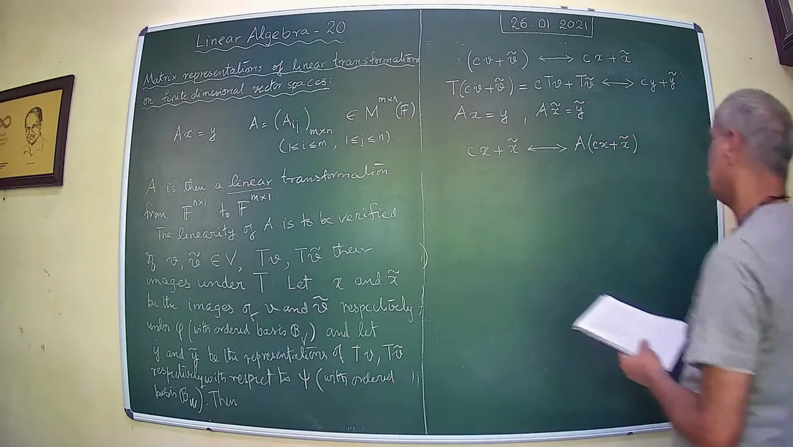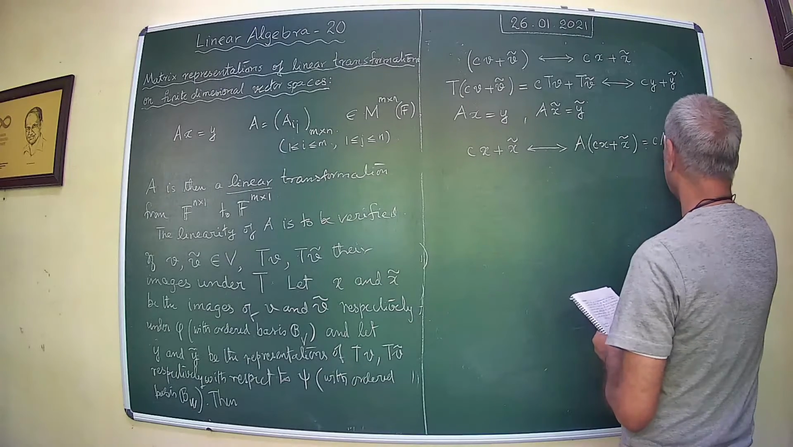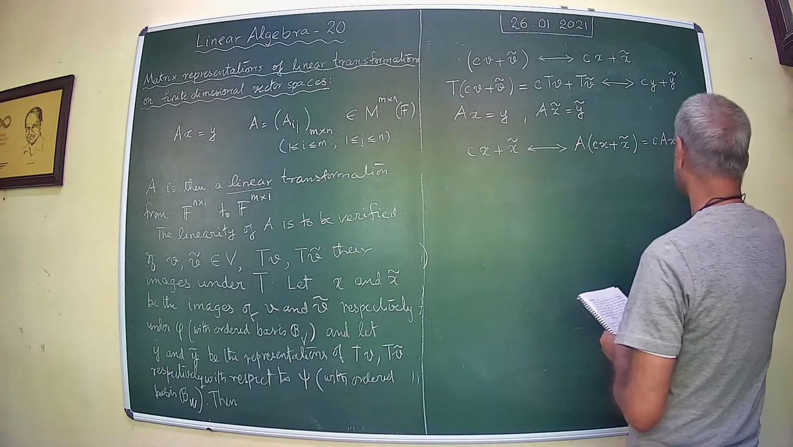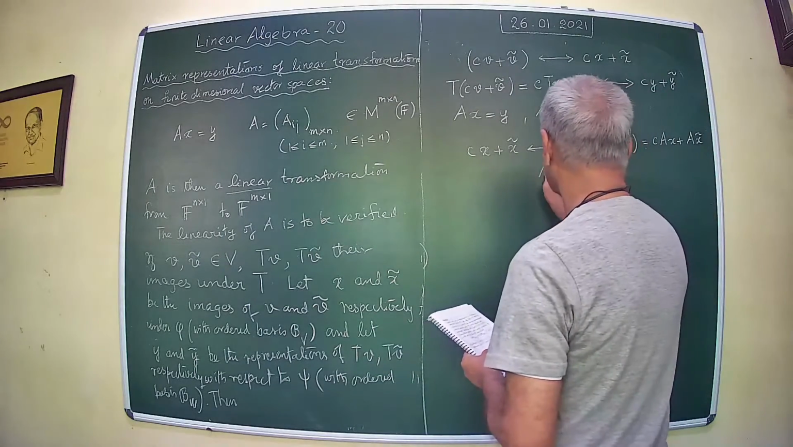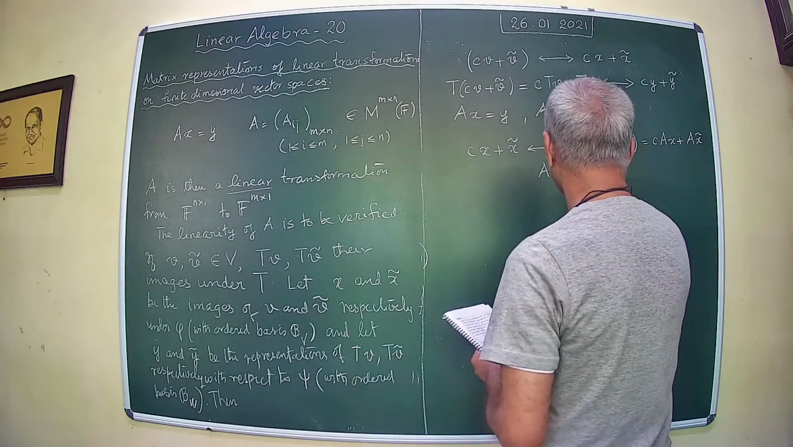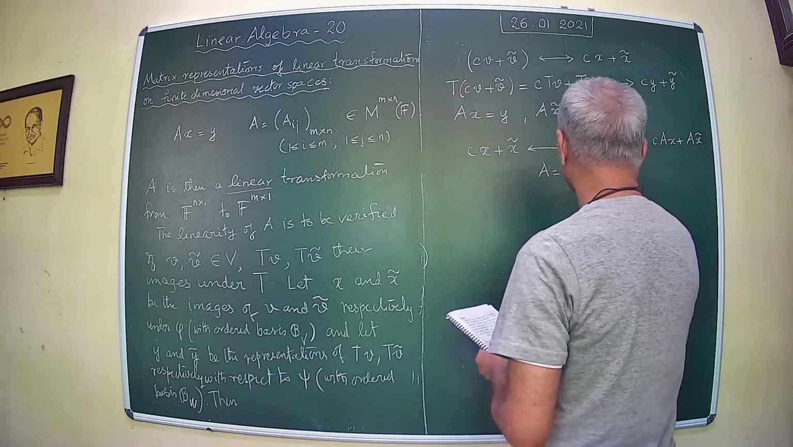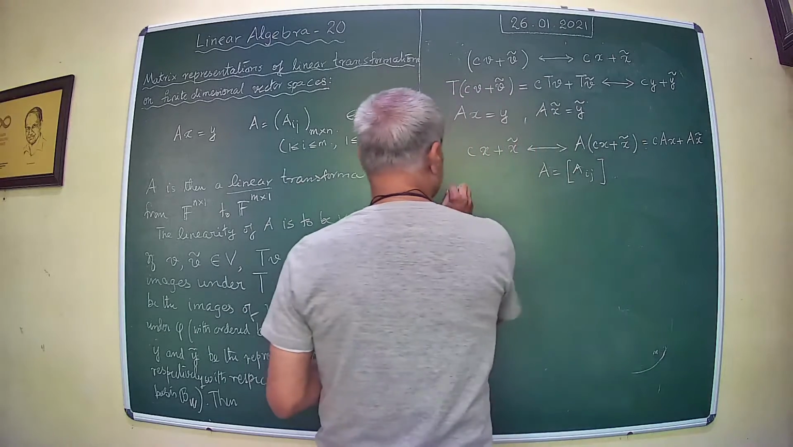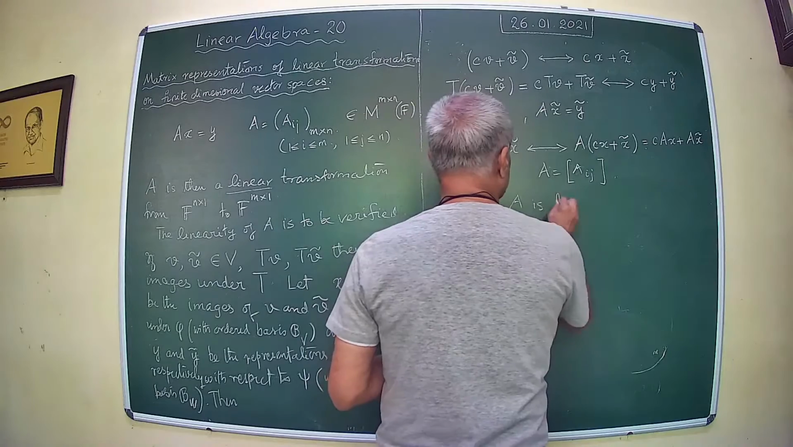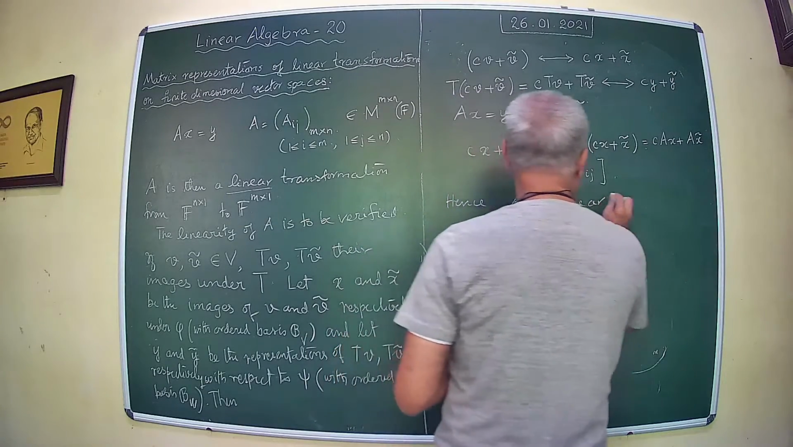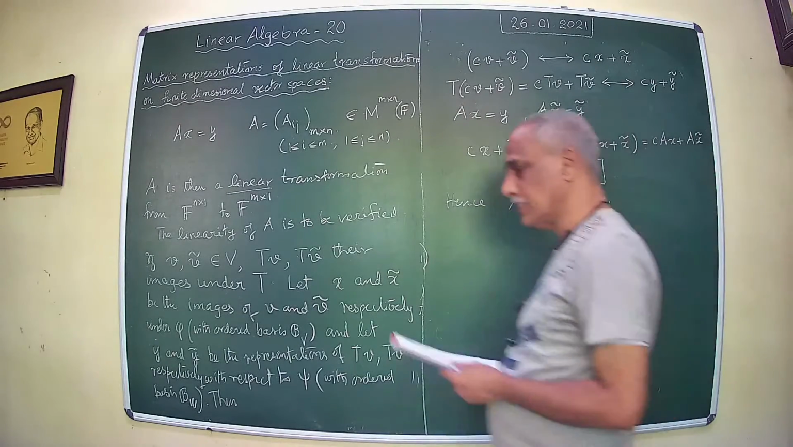X tilde. And this, you know, is essentially C of AX plus, where A is given by derivatives of AX. Therefore, A is a linear transformation.